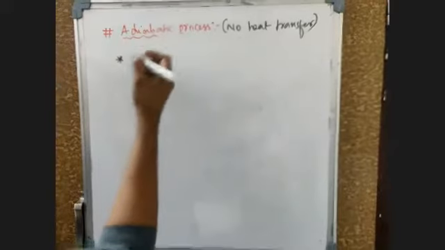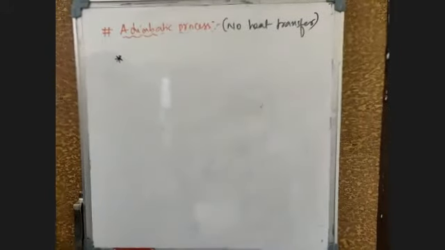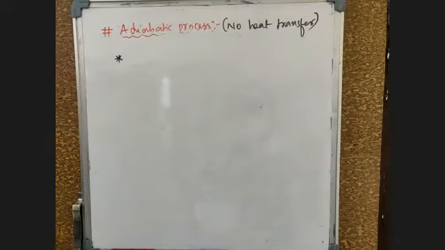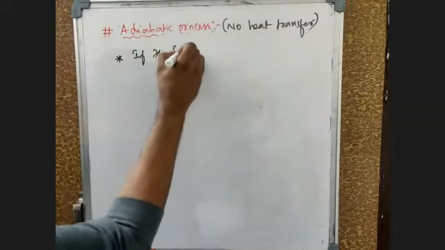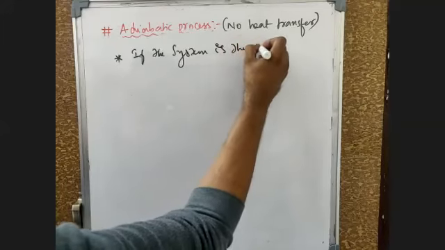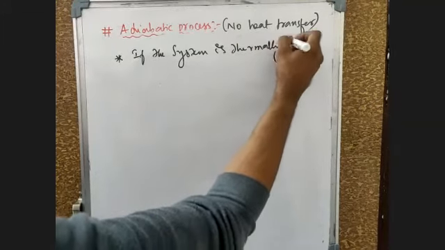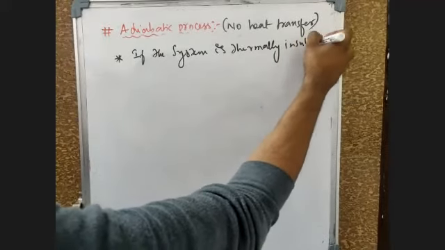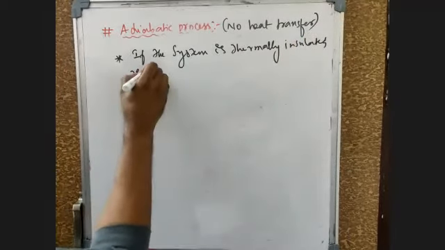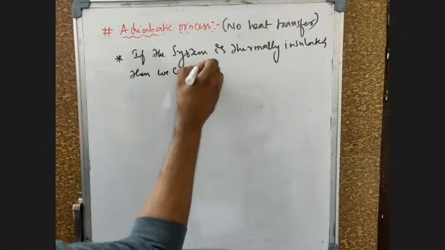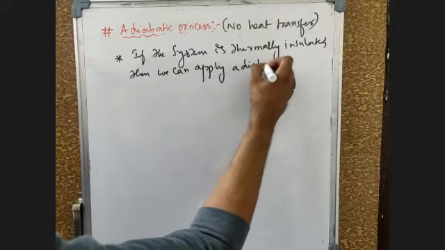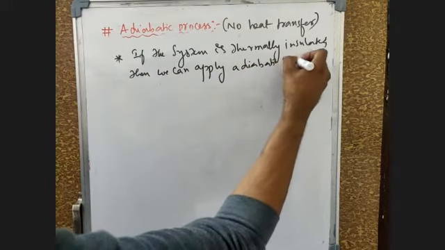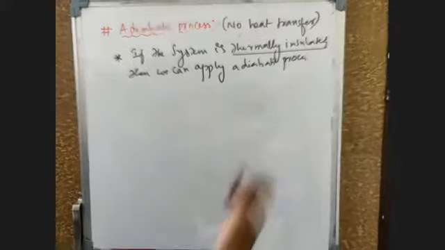Adiabatic can be seen only if the system is what? Thermally insulated. If the system is thermally insulated, then we can apply the adiabatic process.